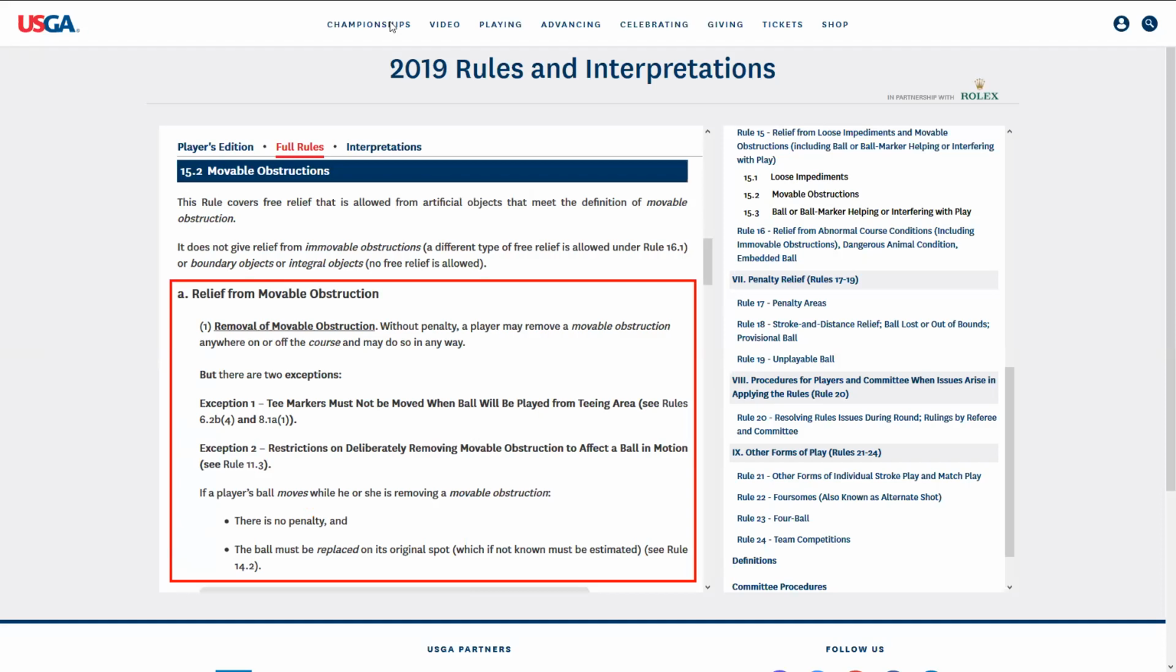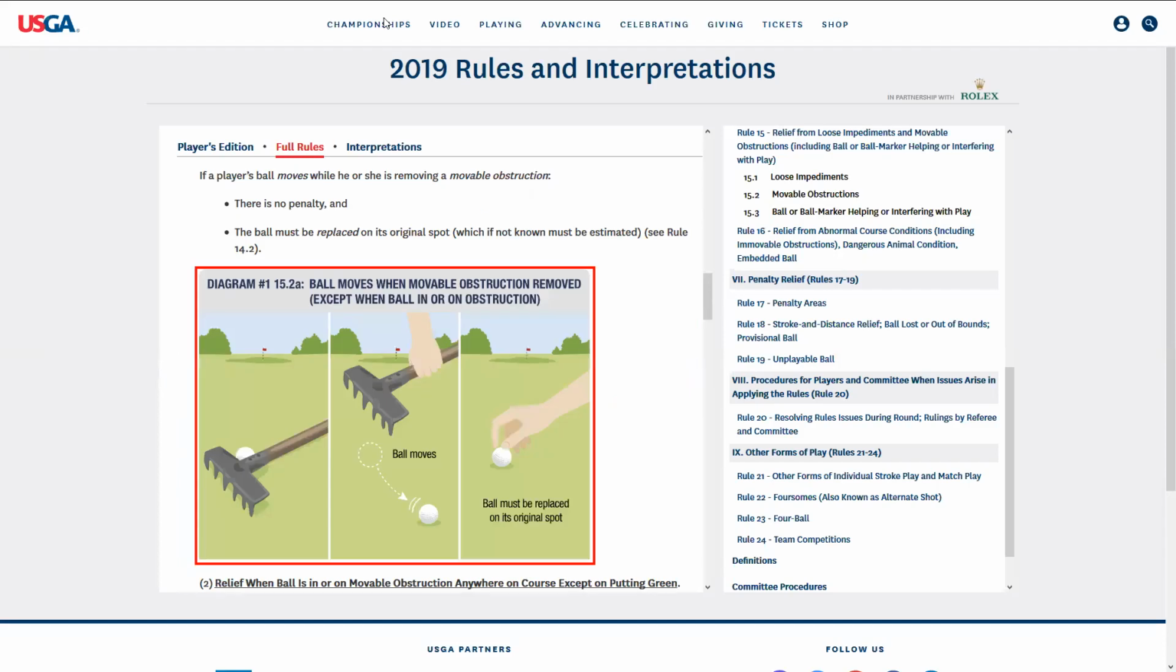Exception 2. Restrictions on deliberately removing movable obstruction to affect a ball in motion. That's a reminder. We looked at this under 11.3. Basically, you can't move obstructions or loose impediments or another ball when a ball is in motion. If the player's ball moves while he or she removes a movable obstruction, there is no penalty, and the ball must be replaced on its original spot, which, if not known, must be estimated.